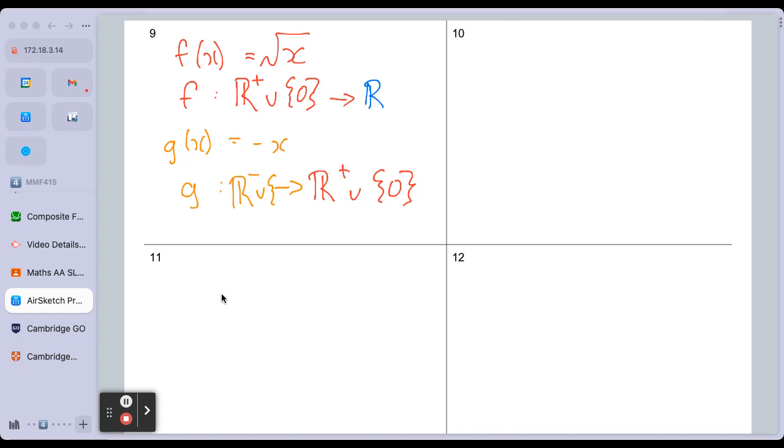Sorry, I didn't give enough room now. I'll just have to erase it and rewrite it with more room. G would have to go from the real set but negative or 0 to go to the positive real set or 0.